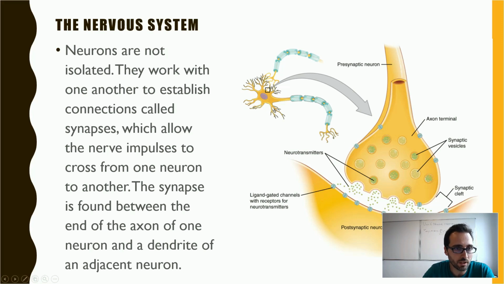This is an axon terminal, and you can find here these rounded shapes. These are vesicles, which are inside the axon terminal, and if you look at them a little more closely, they are full of neurotransmitters. They are involved in the transmission of the nerve impulse too.